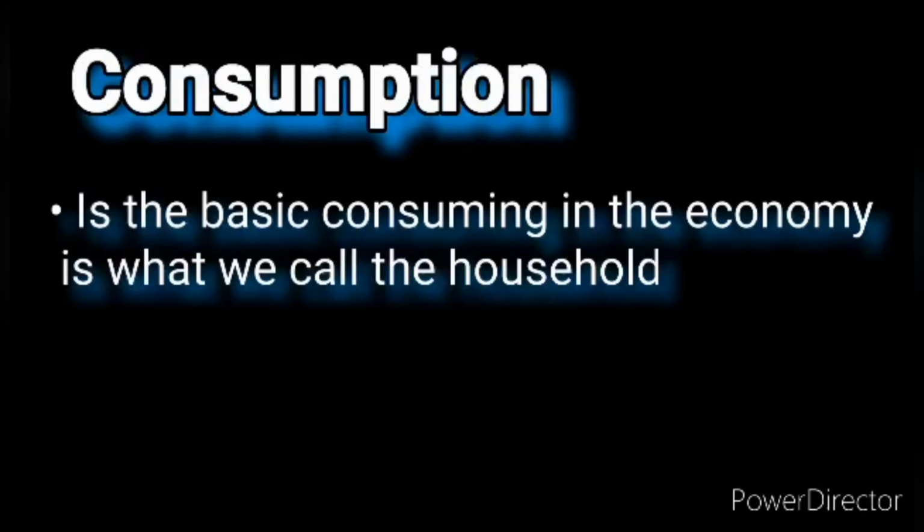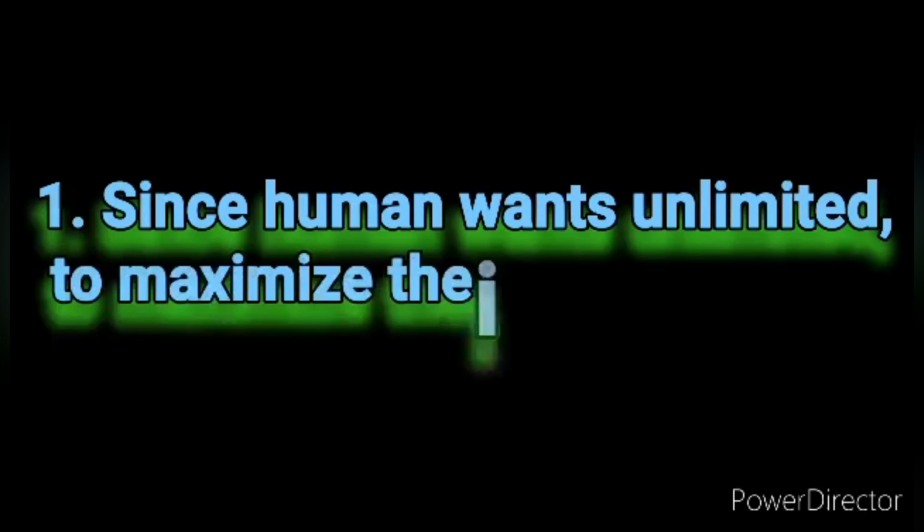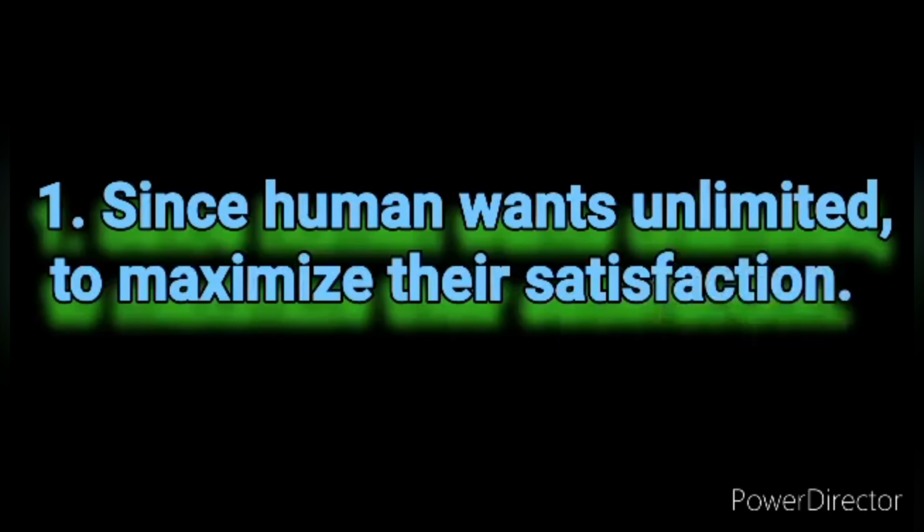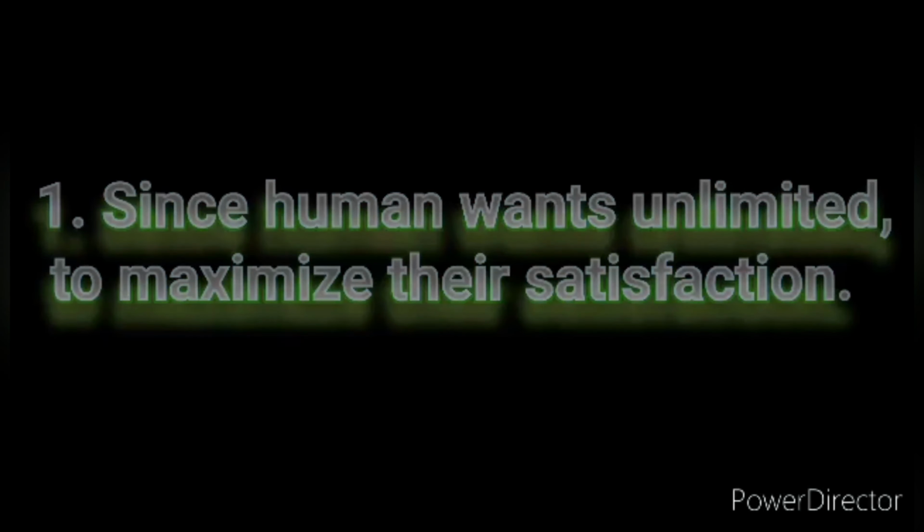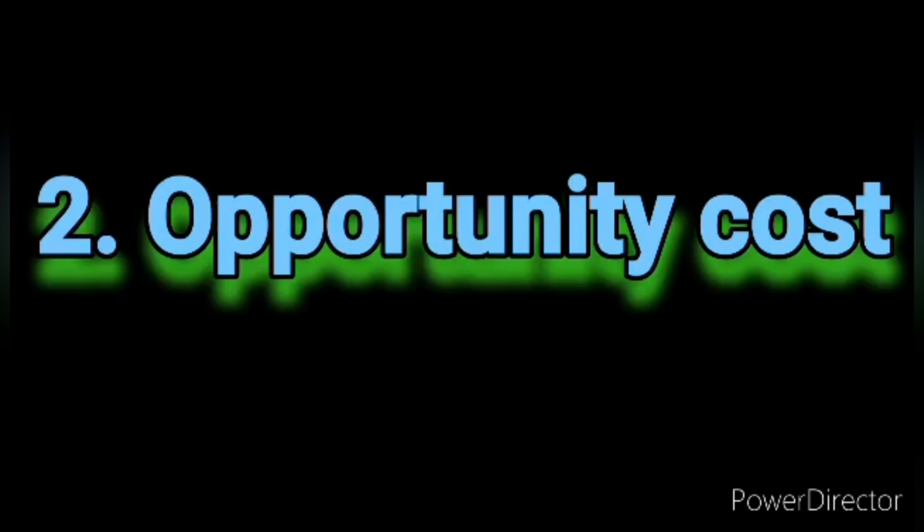Consumption: the basic consuming unit in the economy is what we call the household. First, since human wants are unlimited, households try to maximize their satisfaction. All of them cannot be satisfied at a time because of limited resources. All these wants compete among themselves to be satisfied first. Second, opportunity cost is the potential gain from a missed opportunity, the result of choosing one alternative and forgoing another.